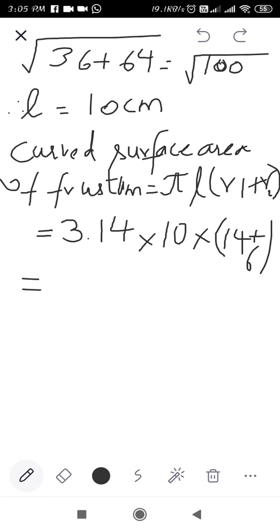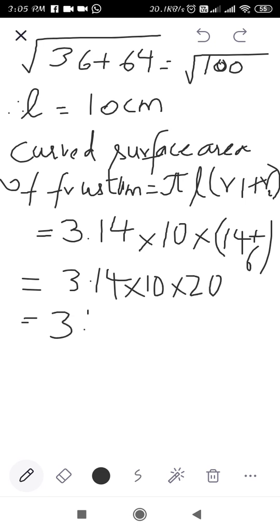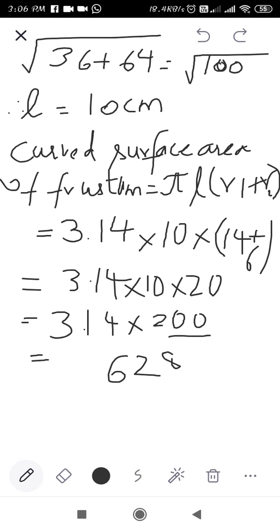Now 3.14 multiplied by 10 into 14 plus 6. 14 plus 6 is 20. So here we'll write 3.14 into 10 into 20. So now look here. 3.14 into 10 into 20, that is 3.14 into 200. Right? Now we will multiply 3.14 by 200. Okay. So now look. 4 twos are 8. 1 two is 2, 3 twos are 6, and here since there are 2 zeros, we will shift the decimal after 2 places, right? So here it will become 628.00.